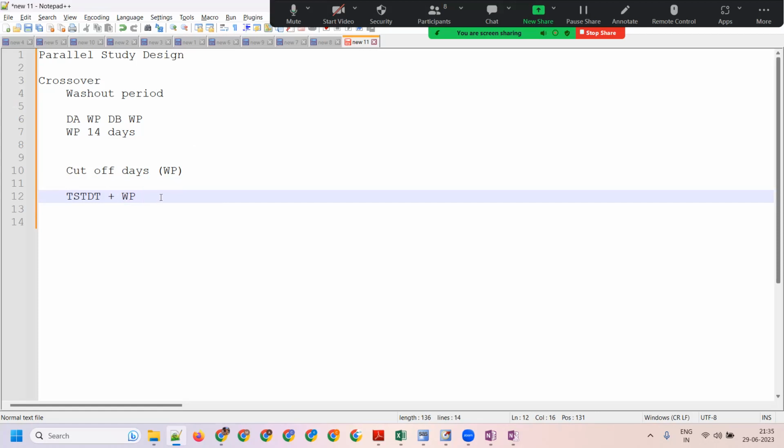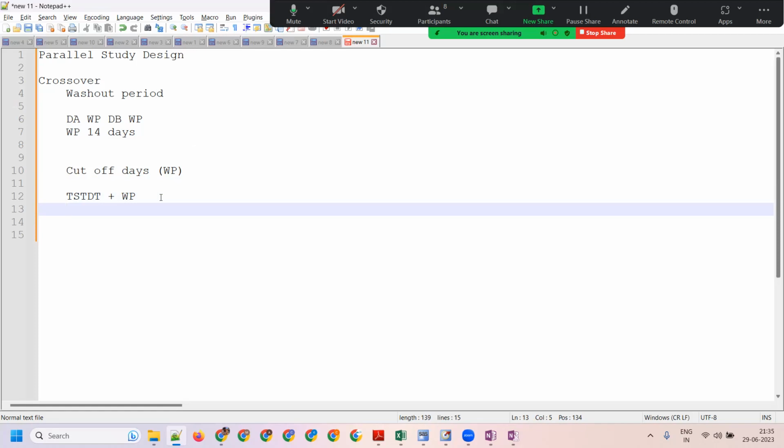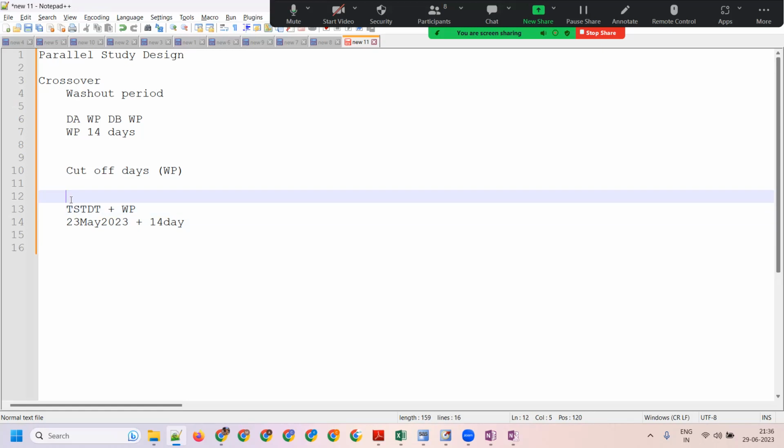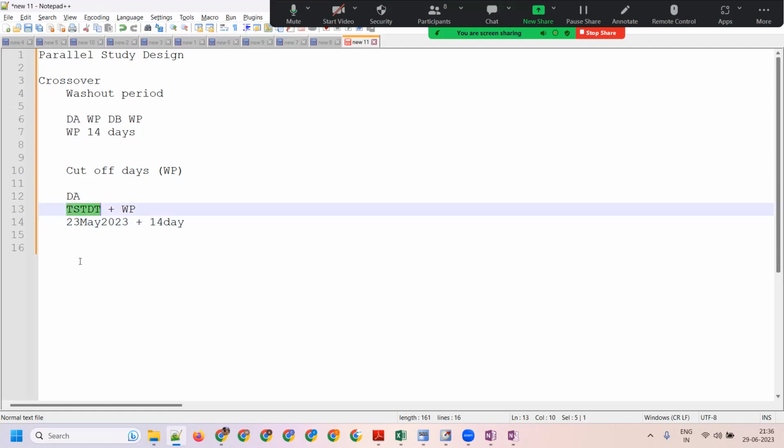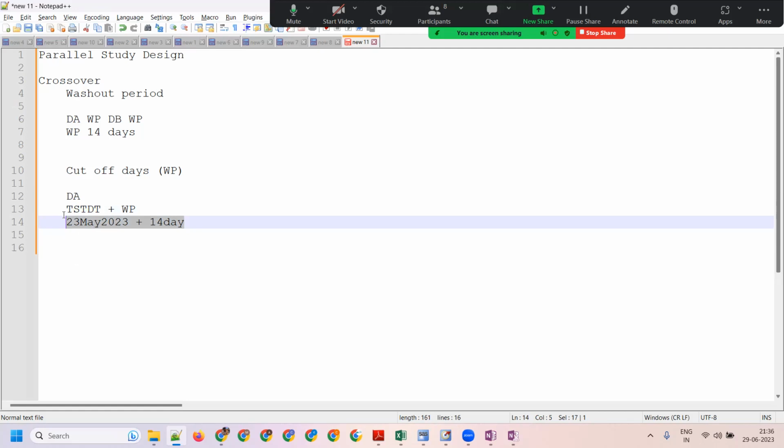If anything happens, let's say a subject has taken drug A on 23rd of May, my washout period is going to be 14 days. So from there, for the next 14 days, whatever adverse event happens will also be accountable to my drug A only. Yes or no? Is this understandable, what I'm trying to say? My drug A period is not just my treatment start date. Any adverse event will be tagged to drug A as long as this washout period is also considered. The washout period comes to the picture there.